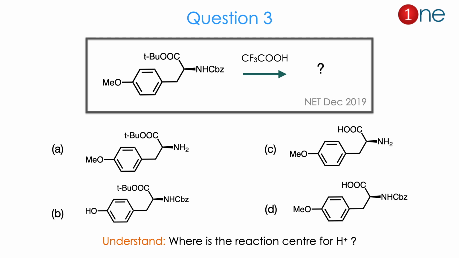The products are mostly about where the acid will attack. The acid will attack the methoxy or the tertiary butyl group or the amine. So what really happened after leaving? Whether the phenol formation or the amine formation or the acid formation. So from the reactant to product you might guess where the reaction center is. The answer is D. Let us see how.